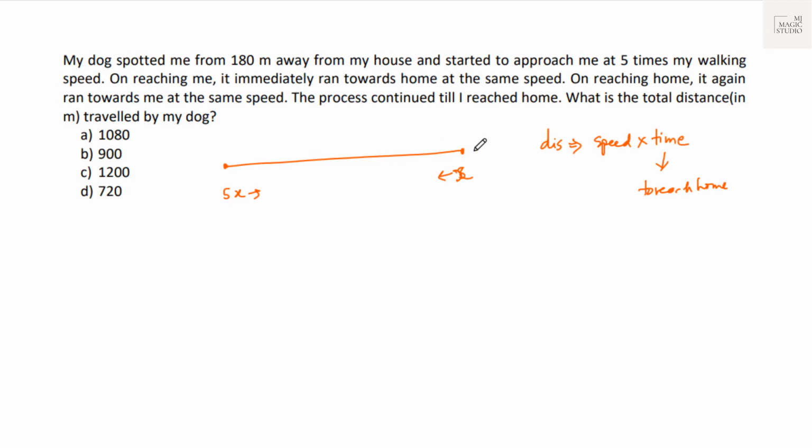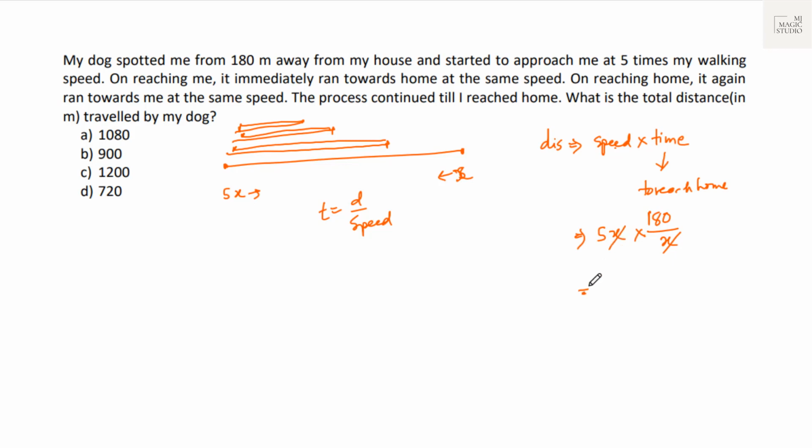Now, how much is the time taken by me to reach home? Time is distance by speed. So, time taken by me to reach home is 180 meters by my speed, that is x. So, the distance traveled by the dog during this expedition is nothing but his speed, 5x, into the time taken for me to reach home, that is 900 meters straight away.